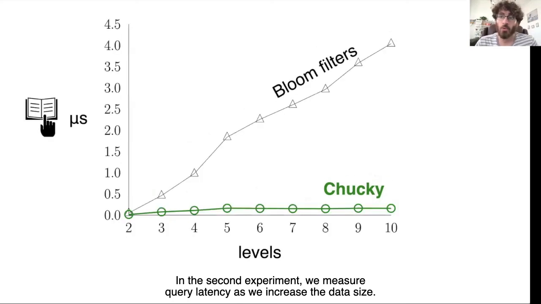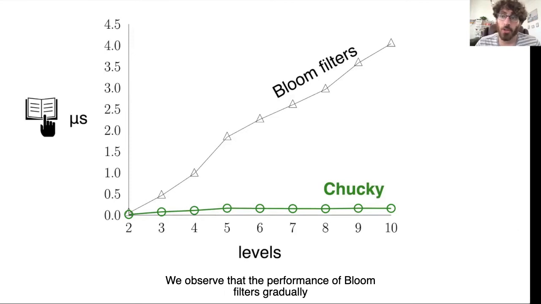In the second experiment, we measure query latency as we increase the data size. We observe that the performance of Bloom filters gradually deteriorates with data size as there are more Bloom filters across more levels that need to be accessed. Chucky, however, replaces the Bloom filters by a single hash table, which maintains a constant time access cost, even as data grows.